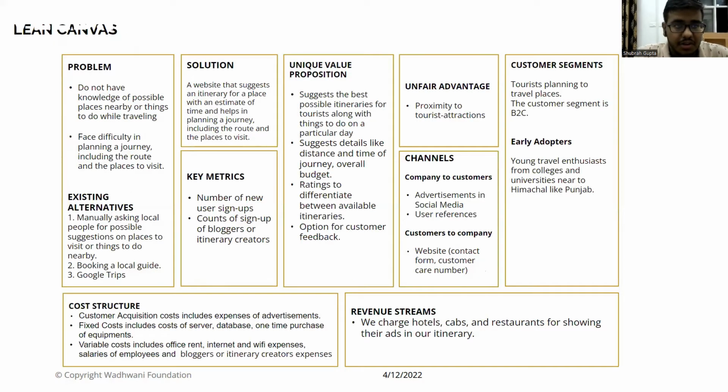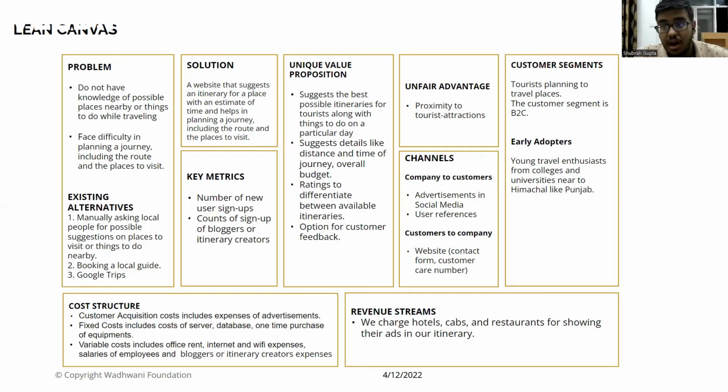This is our lean canvas. Around 2 to 3 sections have already been covered. The unfair advantage for our startup is that we are located in a Himachal-based place, so the tourist attractions are often closer to us. The customer segments are the tourists who are traveling to travel places. We aim to target them. For channels, we aim to advertise on social media and to provide user references. This is how we will become visible to our customers.